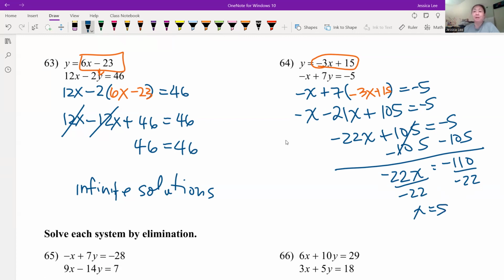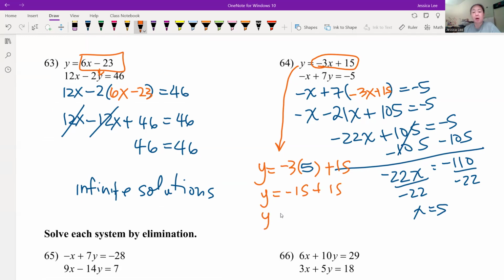I almost boxed it, but I forgot. What do we need to do? Find out what the y is. So I'm going to use this. So y is equal to -3x plus 15. So I know that the x is 5. So I'm going to put it in the place of x. So y is equal to -15 plus 15, which means that y is equal to 0. So again, our answer is just going to be 5, 0. Okay, remember 0 is a solution. Totally works.